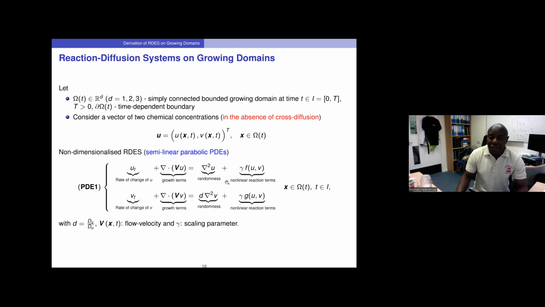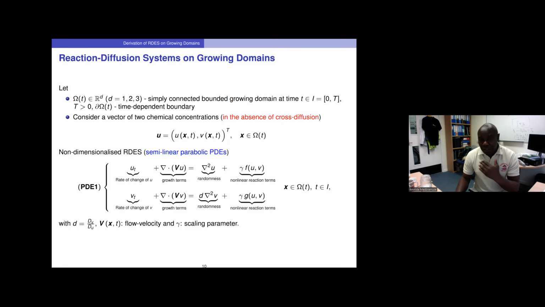So I have a system of two PDEs on a time-dependent domain. The question now is, how do we want to understand the solution behavior of this system? This is on a time-dependent domain, but it's something that's new. We don't know much about it in terms of the theory.